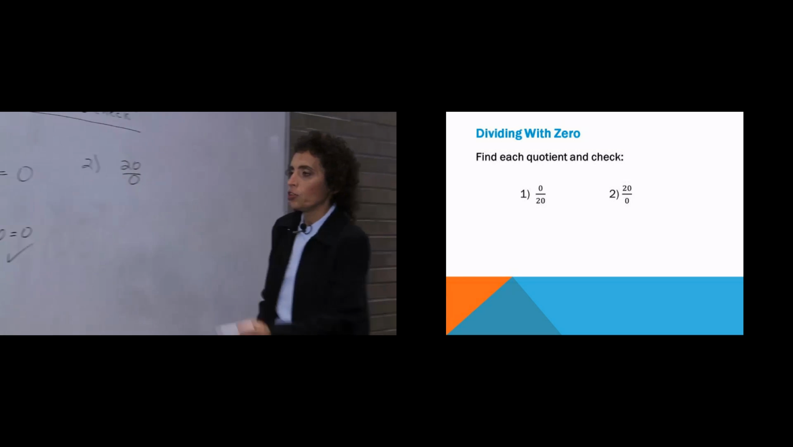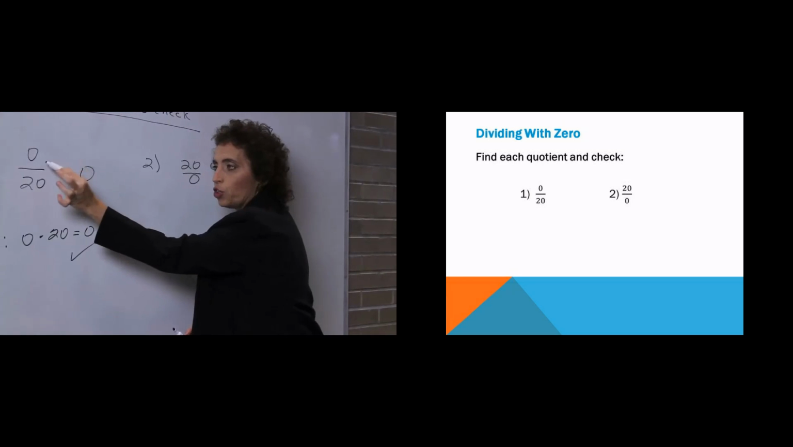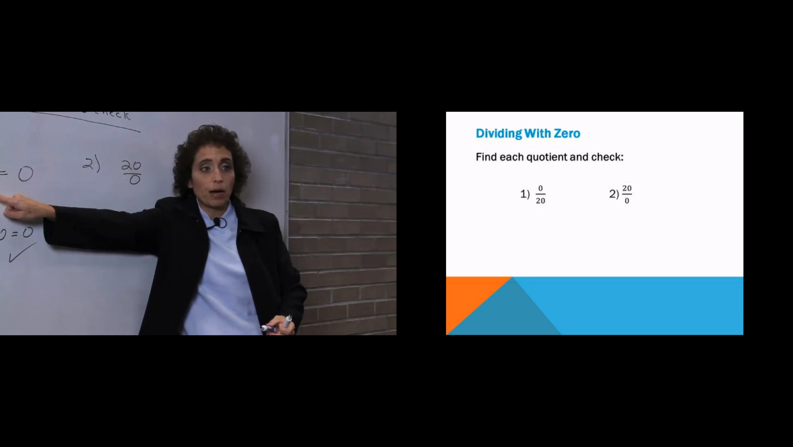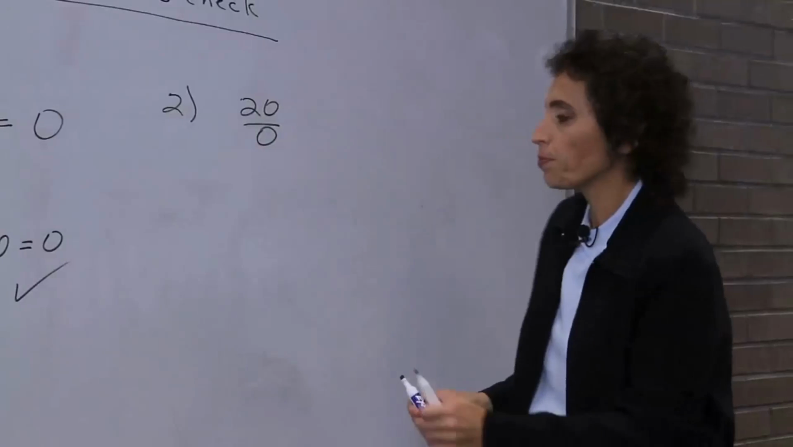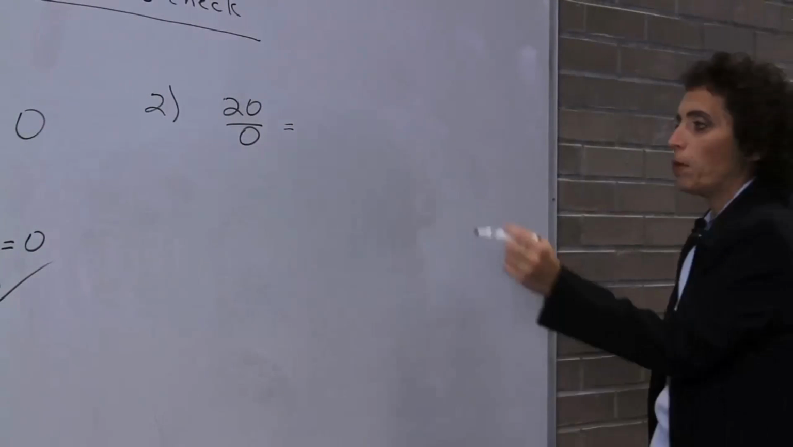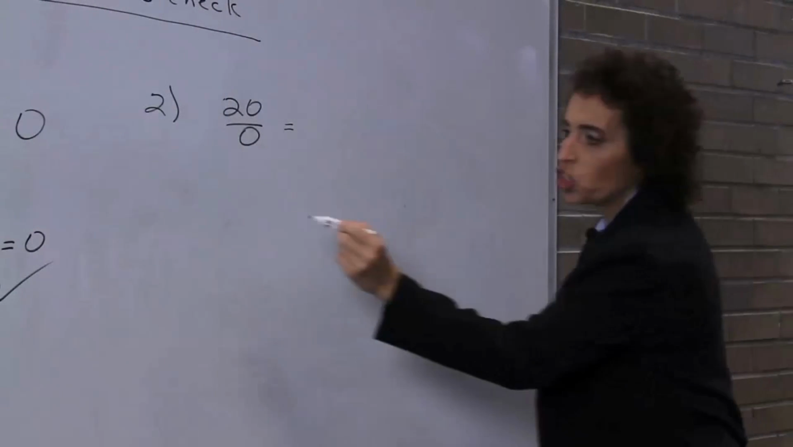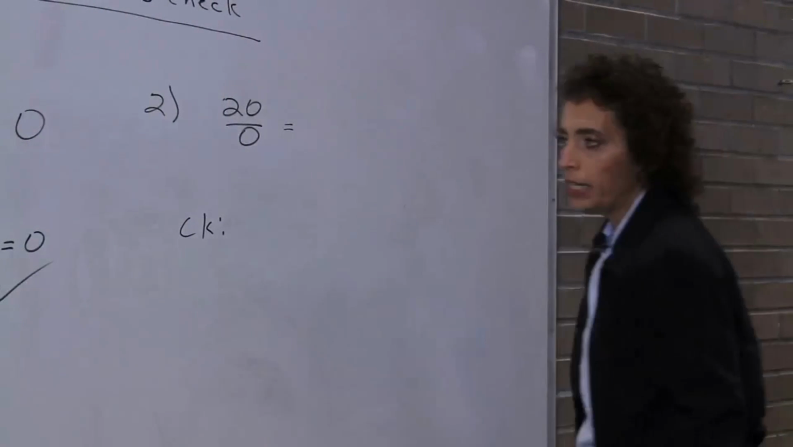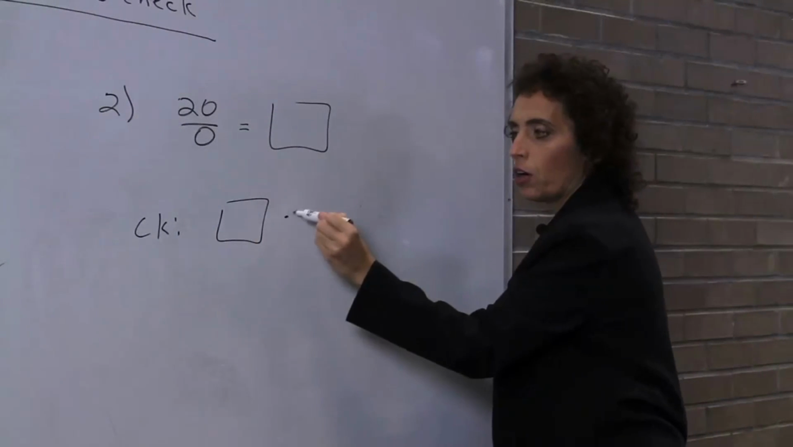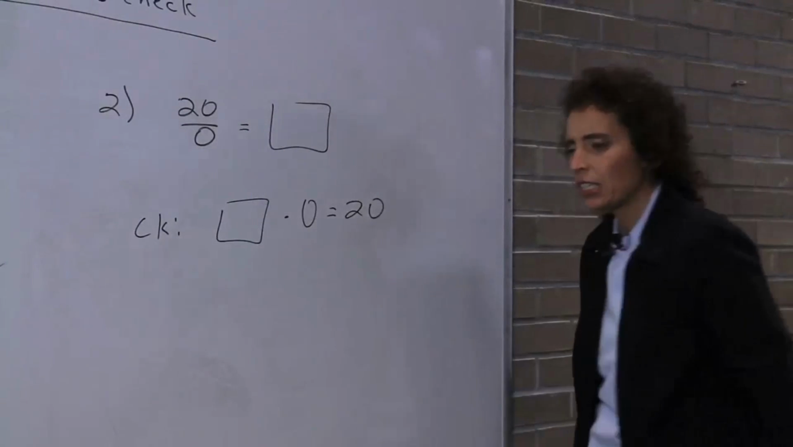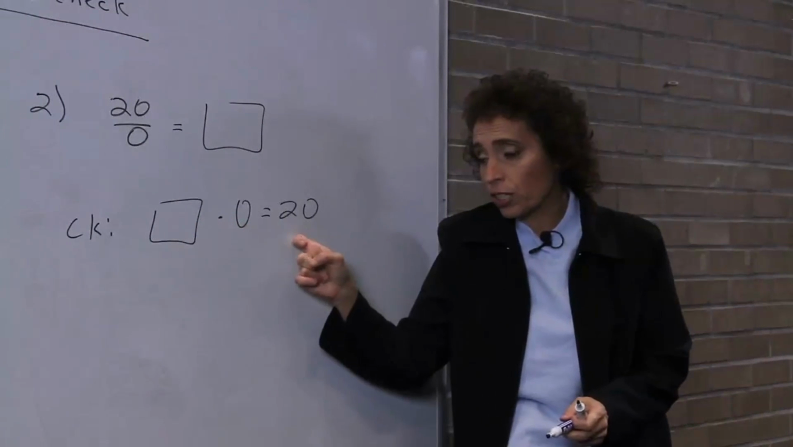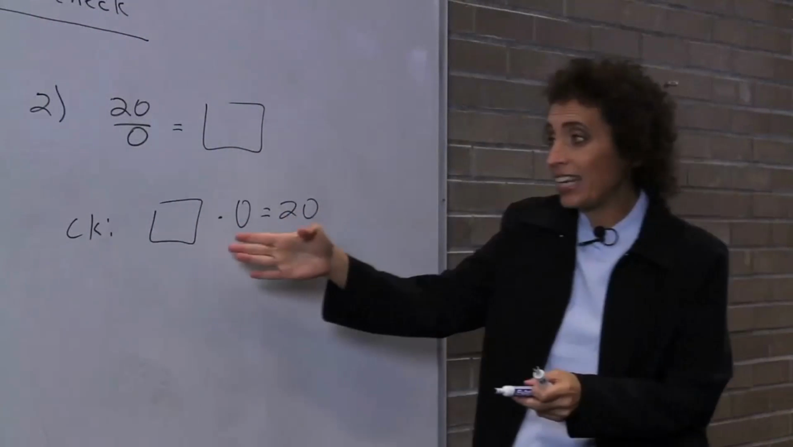There's your check. So if 0 is on the top, in the numerator, your answer will be 0 as long as there's not a 0 on the bottom. Remember, you can't have 0 over 0. 20 divided by 0, let's talk about that. Think about what the check means here. The check would mean that this number, whatever we put here, times 0 would have to be 20. Well, that's the hard part. There's no number that I can find times 0 that's going to give me 20. Therefore, this cannot be done.